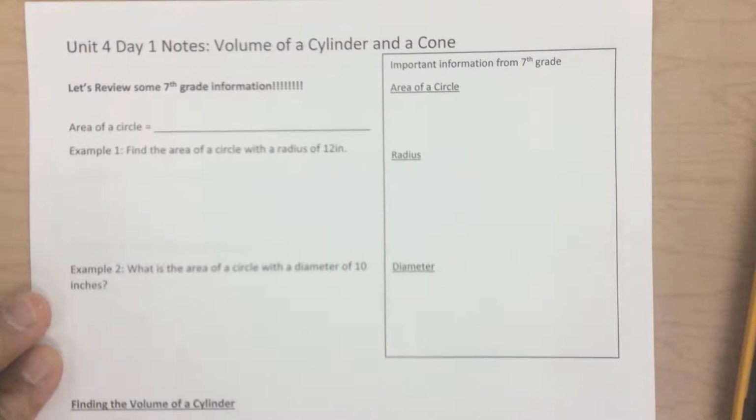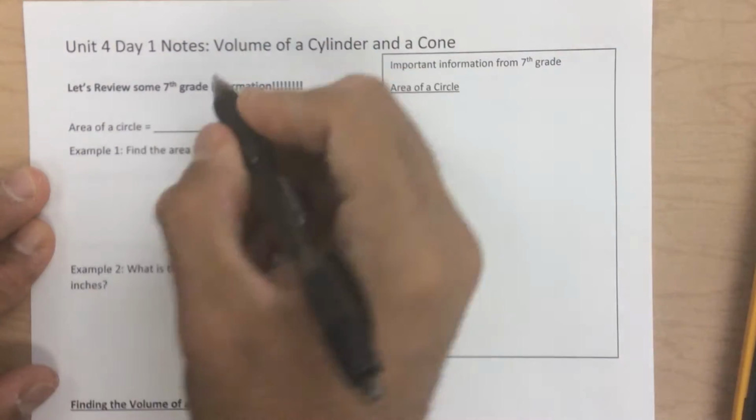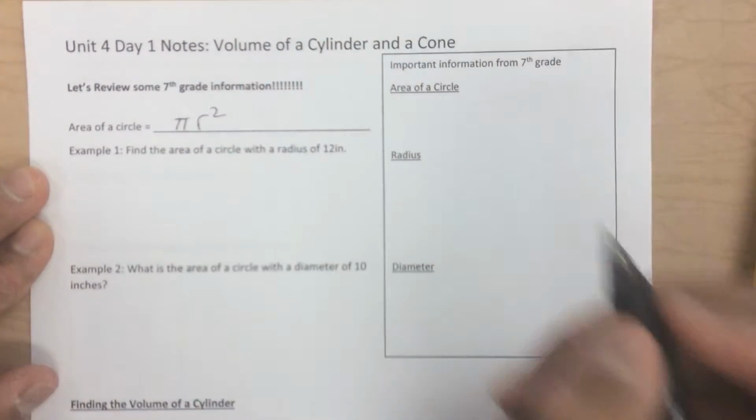Okay, so today we're going to talk about finding the volume of a cylinder and a cone. So let's review a little bit of information from 7th grade. As you remember, the area of a circle is just pi r squared.